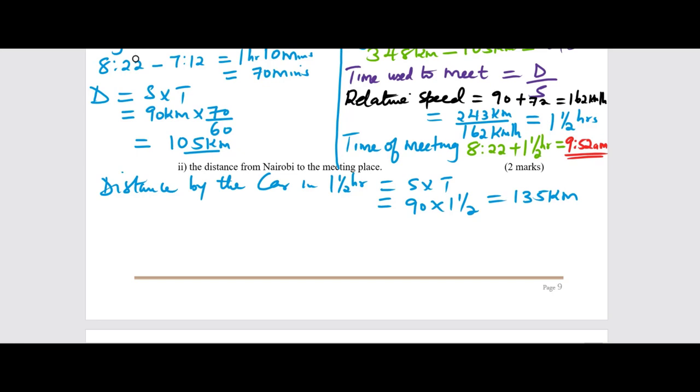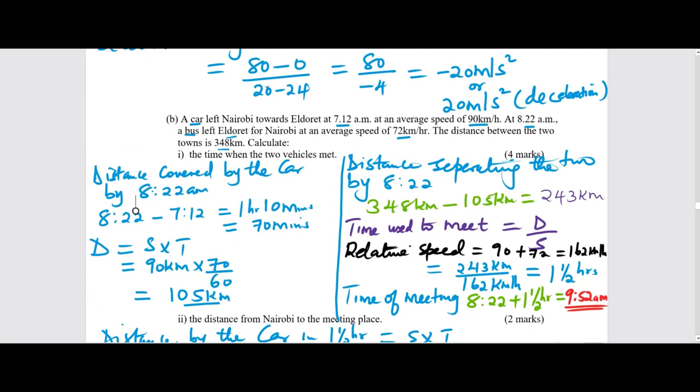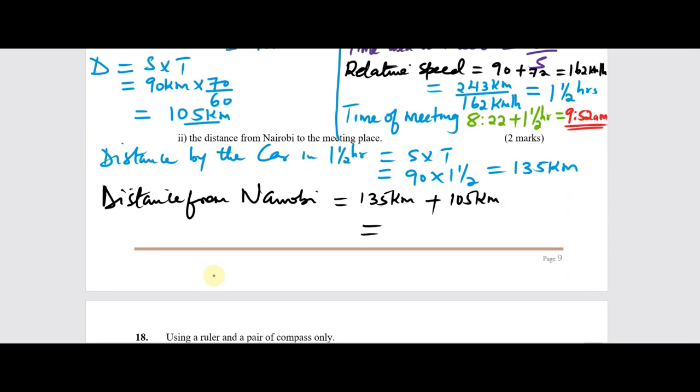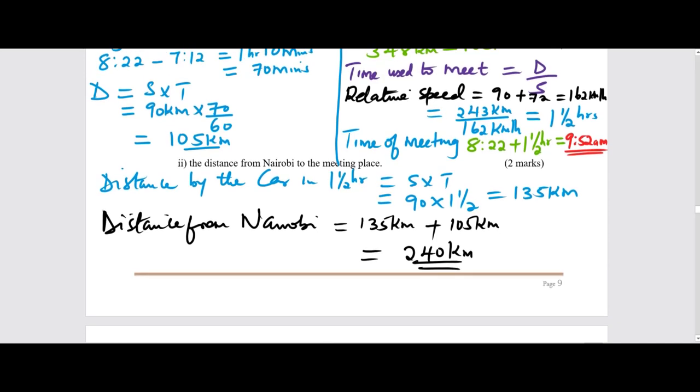So therefore, the distance from Nairobi will be given by 135 kilometers, that is the distance by the car, plus the distance that was covered by the car by 8:22, which we obtained earlier. We add that 105, and this gives 240 kilometers. So that is how you're supposed to solve that question.